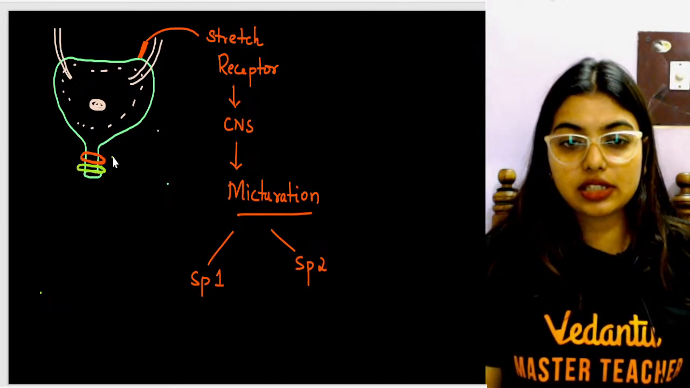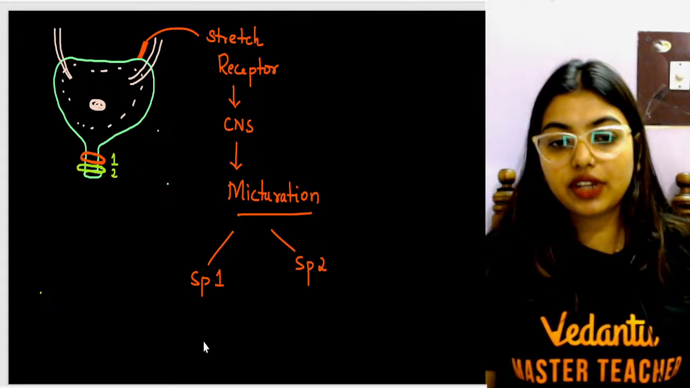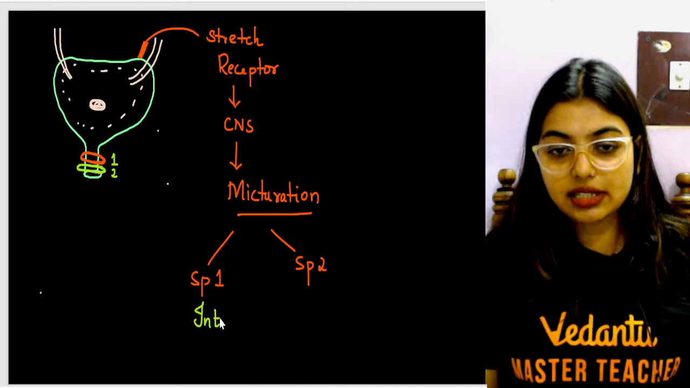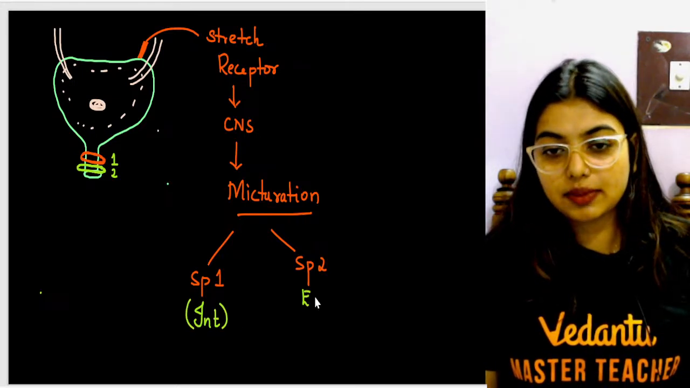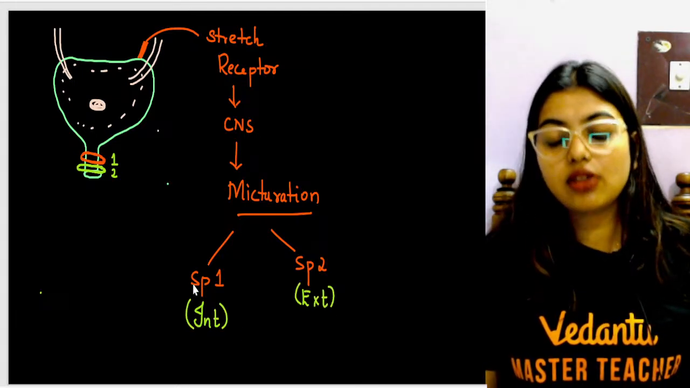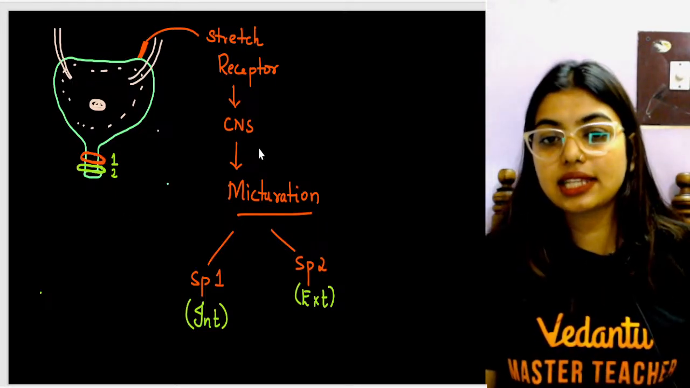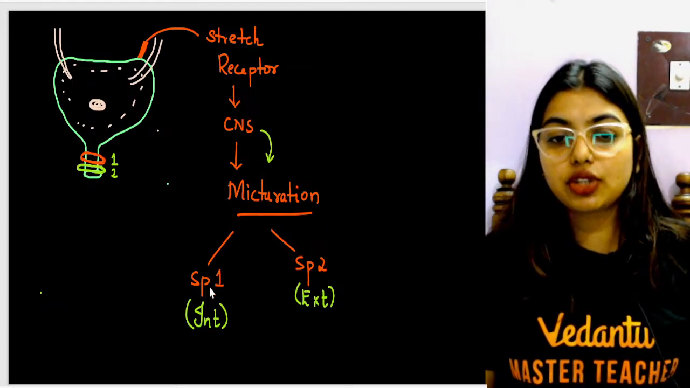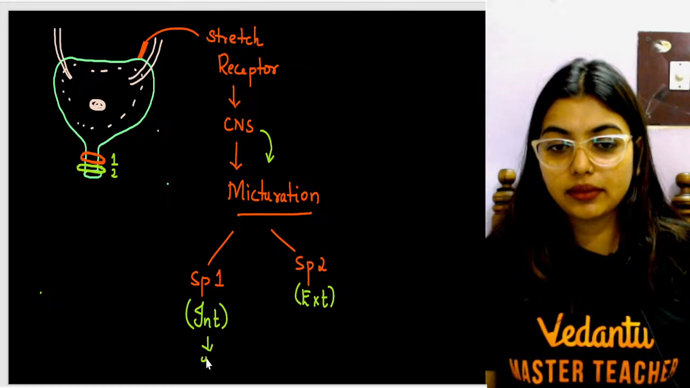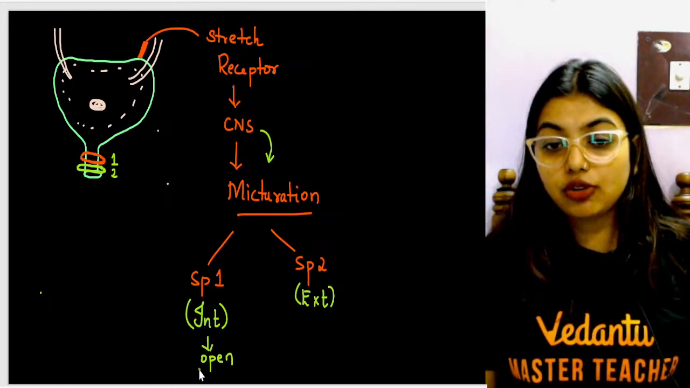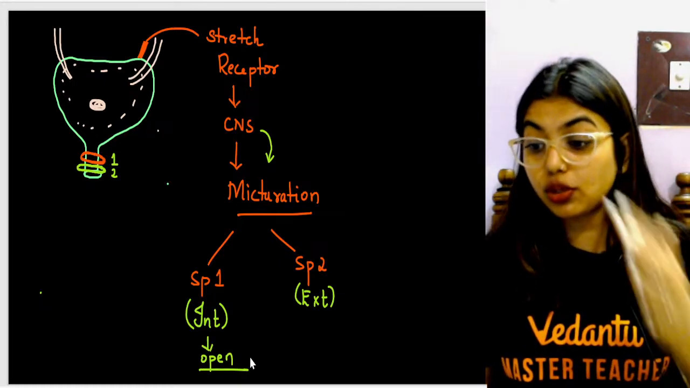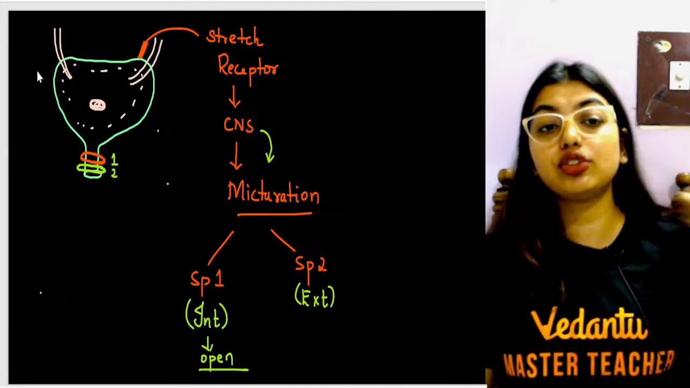Students, this is sphincter. So this is 1, this is 2. So we can call this the internal sphincter muscle, and this the external sphincter muscle. Now students, the internal sphincter muscle is not in your control. The moment the CNS sends signals for micturition, this will automatically open. By then you will already get a signal that you have to use the washroom.